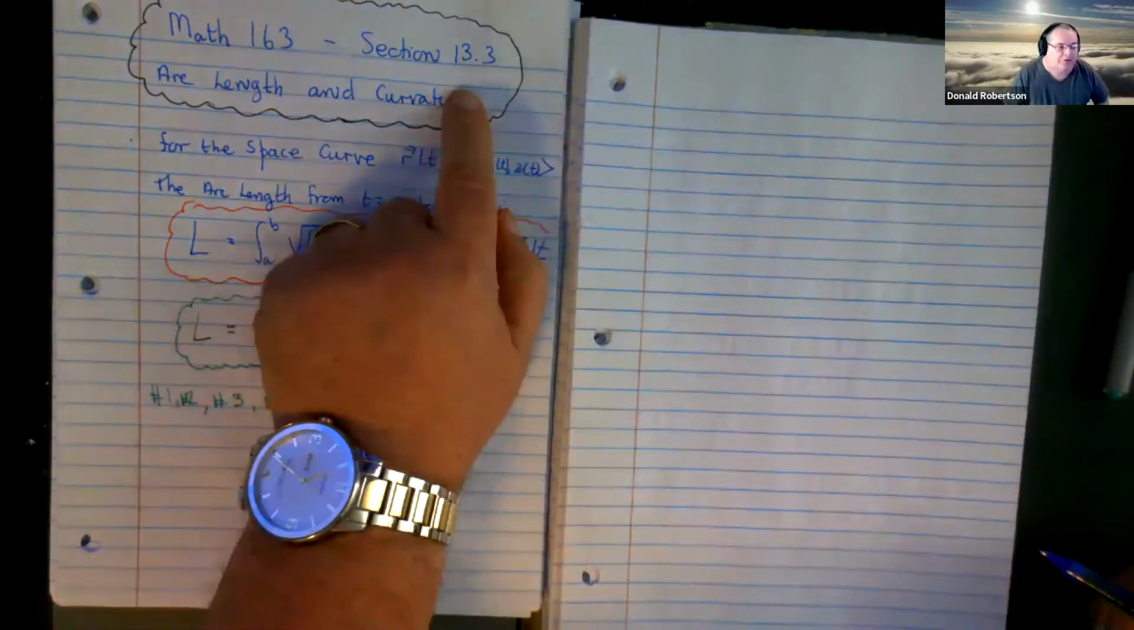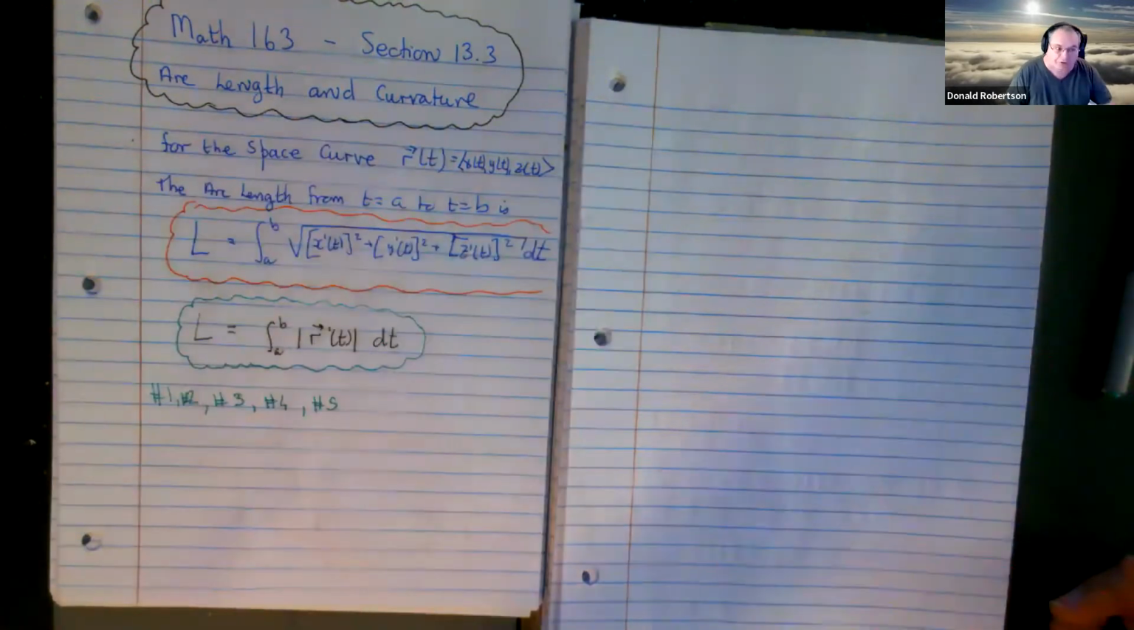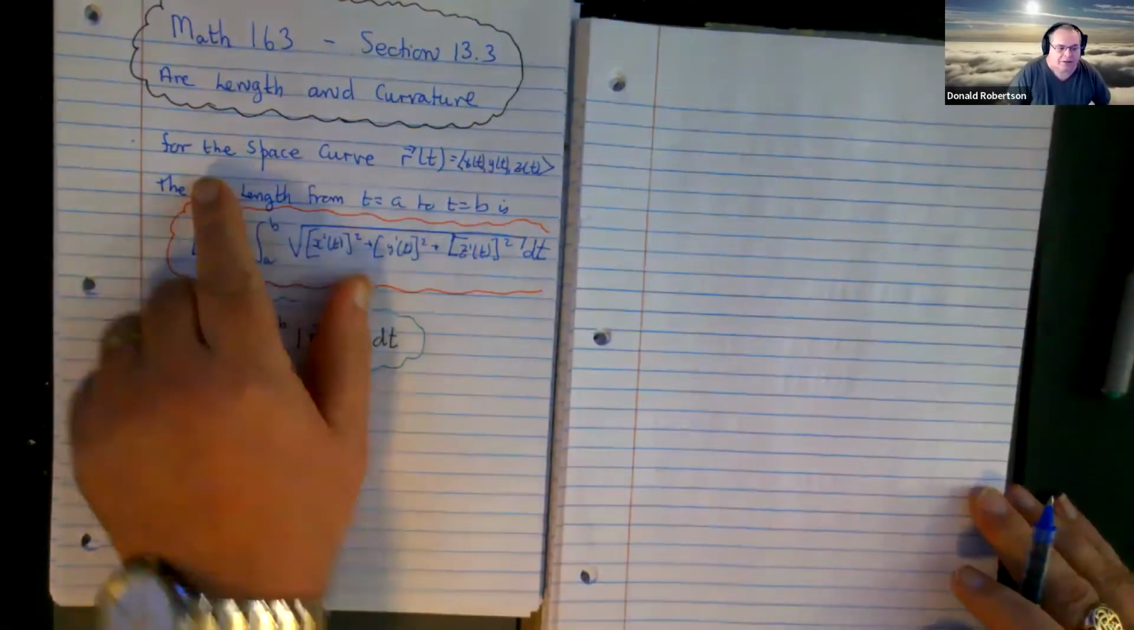And we're doing 13.3, and we're going to look at arc length. Actually, there's a bit in the middle. So it's going to be arc length, normal and tangential vectors. We've met normal before, and curvature. So let's start with the first one.